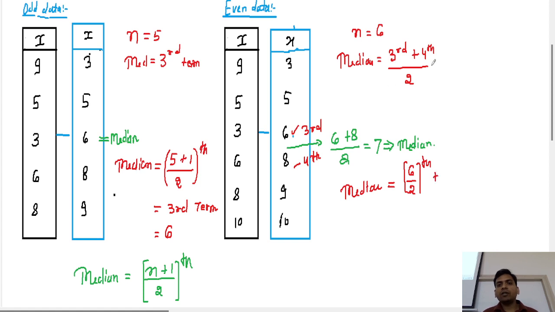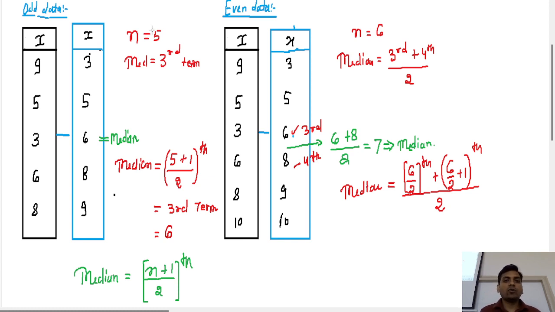And now from third to fourth, how will you get this fourth? From third to fourth, n plus 1. That is 3 plus 1. Clear? So you will write this as 6 upon 2th plus 1th term. Clear? So this 6 upon 2 is what? Third. 3 plus 1 is fourth. And then we will take its average.